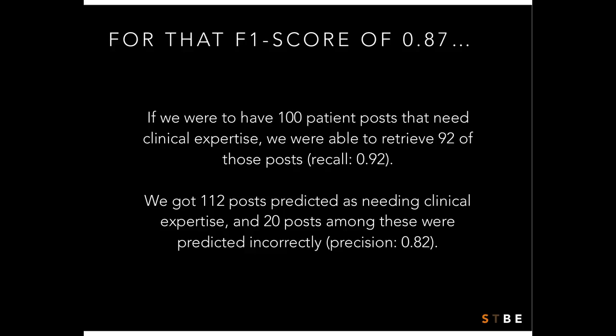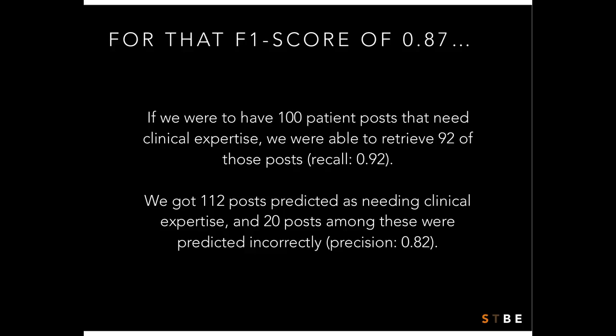So let me dissect a little bit more what this F1 score of 0.87 means. The F1 score of 0.87 that we derived from our classification model is a calculation from recall and precision. The recall that we gained from this best performing model was 0.92 and precision was 0.82.